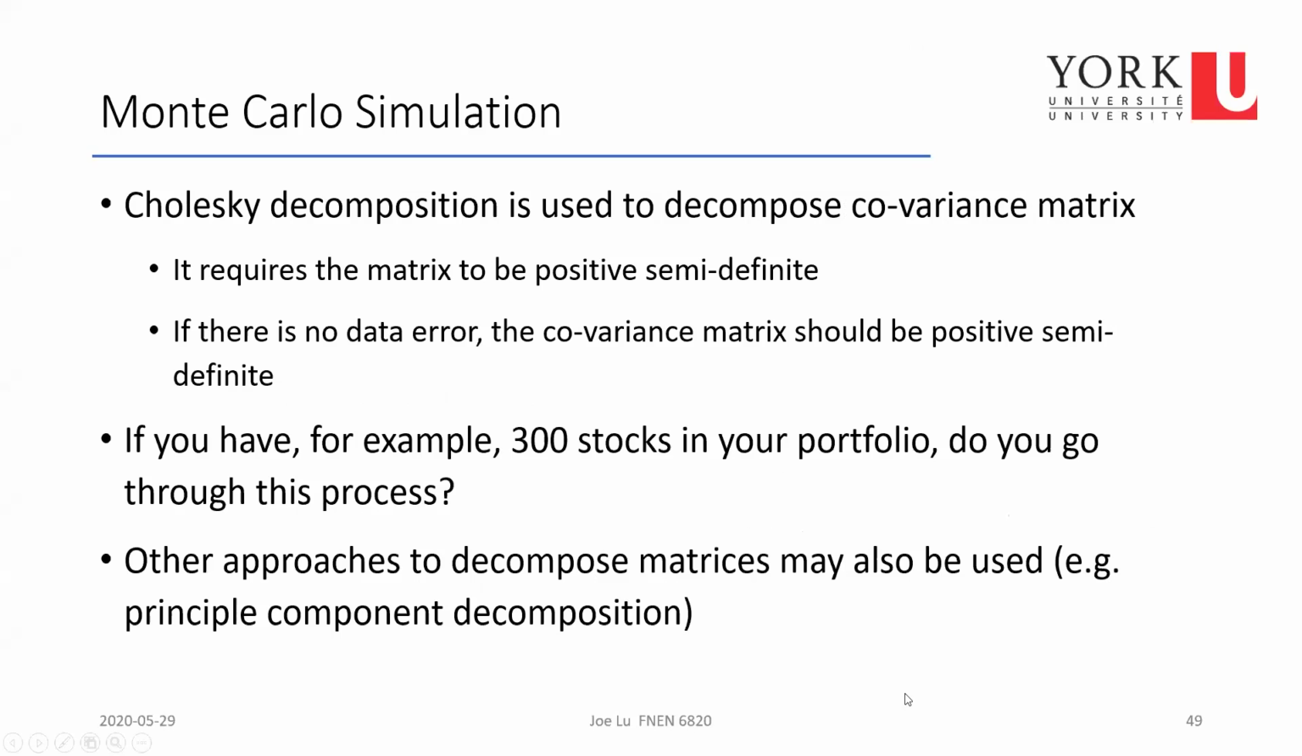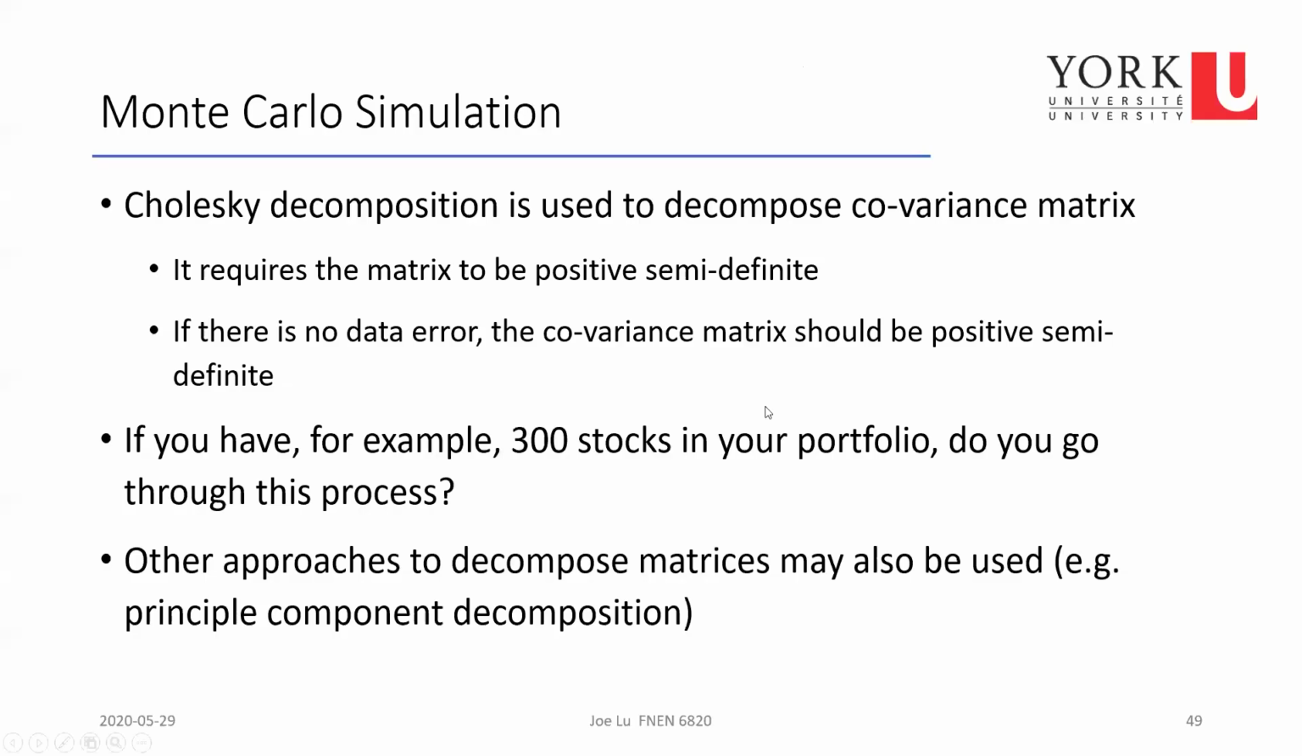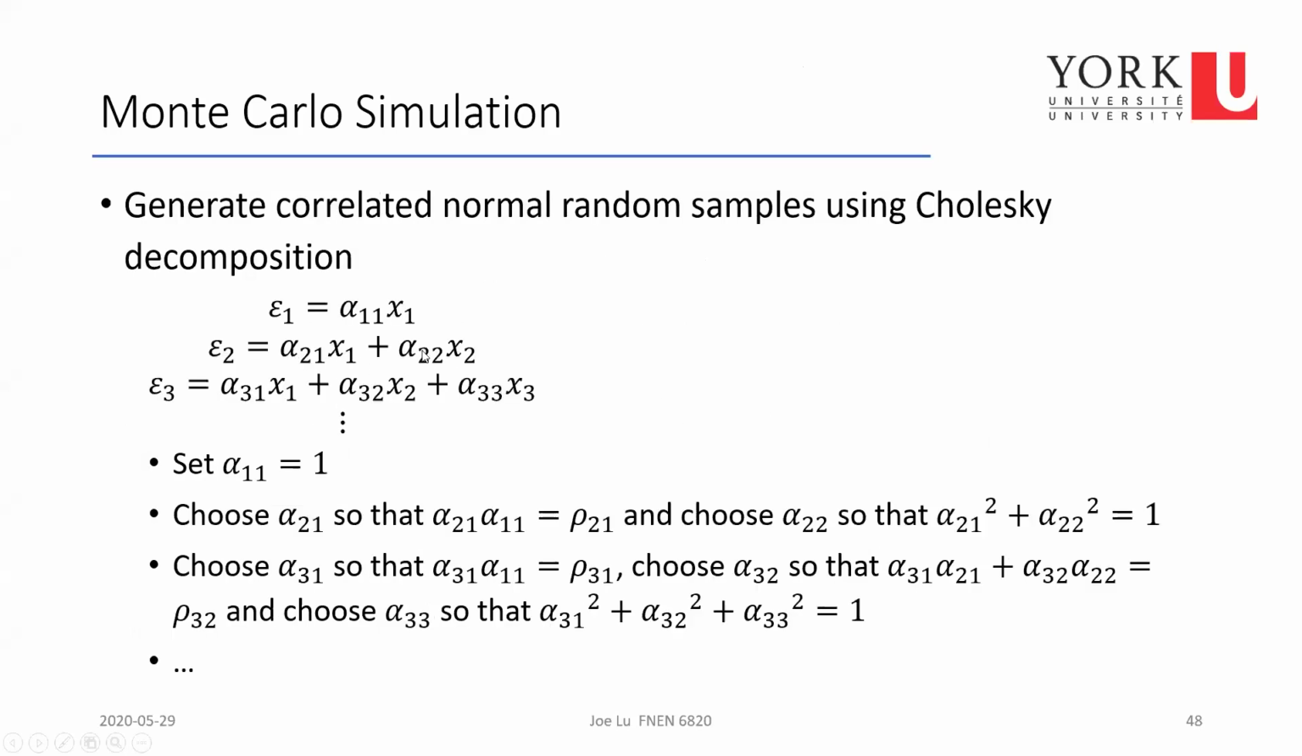Now we can generate the correlated random shocks from uncorrelated shocks through the approach of Cholesky decomposition, where we decompose a covariance matrix, which will give us the alphas that we need to change uncorrelated shocks into correlated shocks.